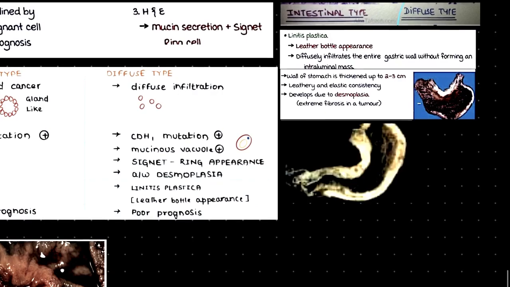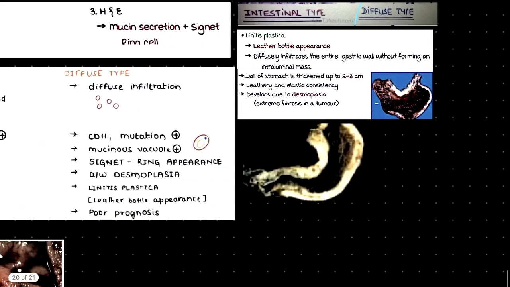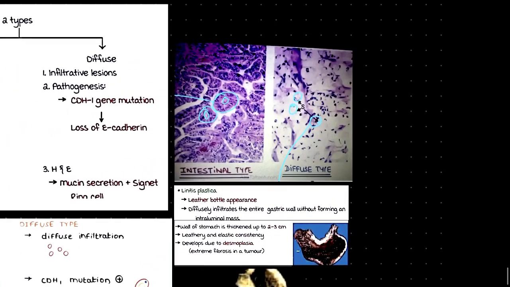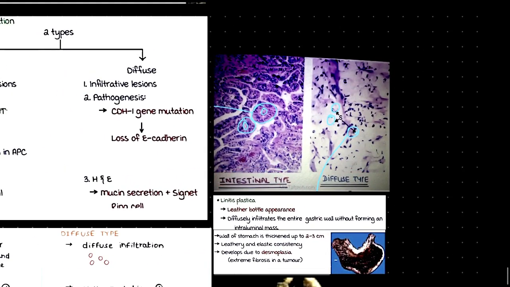So this is about what? This is about diffuse type. As you can see right here, let us move toward intestinal and diffuse type. In intestinal type we say that they are presented as a gland, right? As a gland localized in one place. As you can see right here, this is intestinal type.